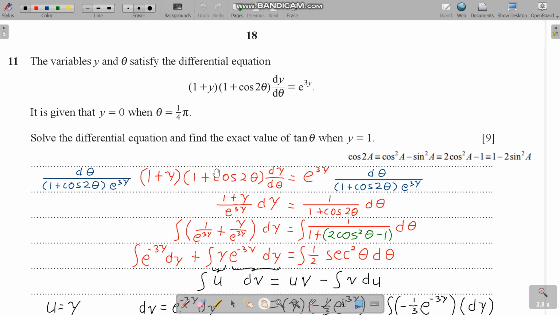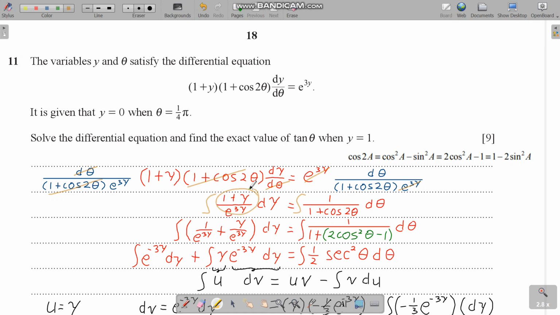So from the original equation, we can multiply both sides by something so that we can separate everything with y on the left side, everything with theta on the right side. So here, if we simplify, cancel out, we only have (1 + y) over e to the 3y dy, and on the right we cancel out. We have 1 over 1 + cos 2 theta d theta, and we integrate both sides.